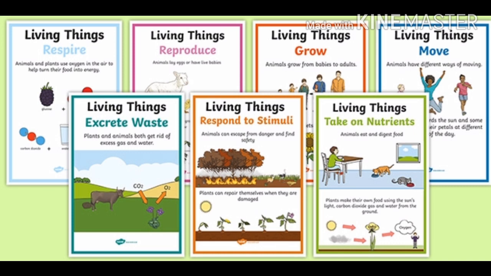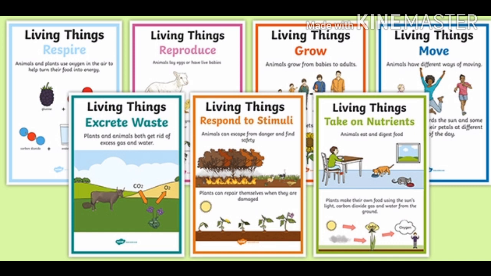Living things respire, that means they take oxygen and use it to convert their food into energy. Number 2, living things can move, that is, animals have different ways of moving. They can move from one place to another place. Number 3, they can grow. Animals grow from babies to adults, and there are different phases in the growing.